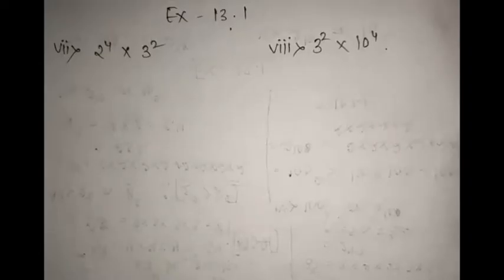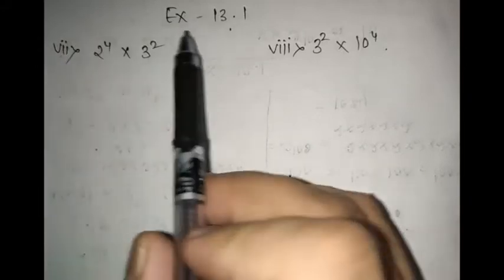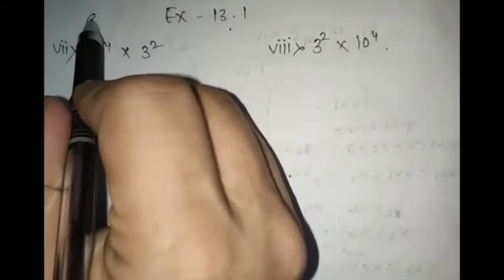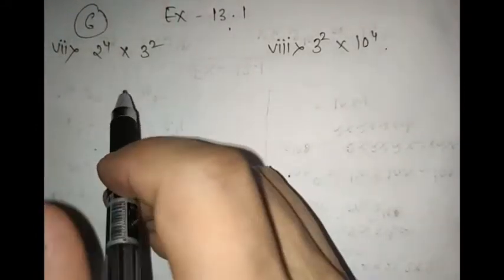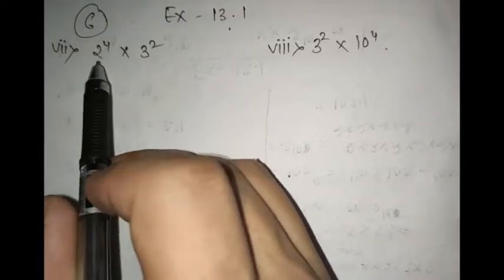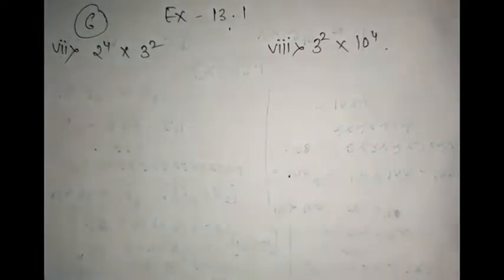So students, here we have part number 7 from exercise 13.1. This question belongs to question number 6. So this is the part 7 question. Alright, so let us solve this one. 2 to the power 4 into 3 square, right?